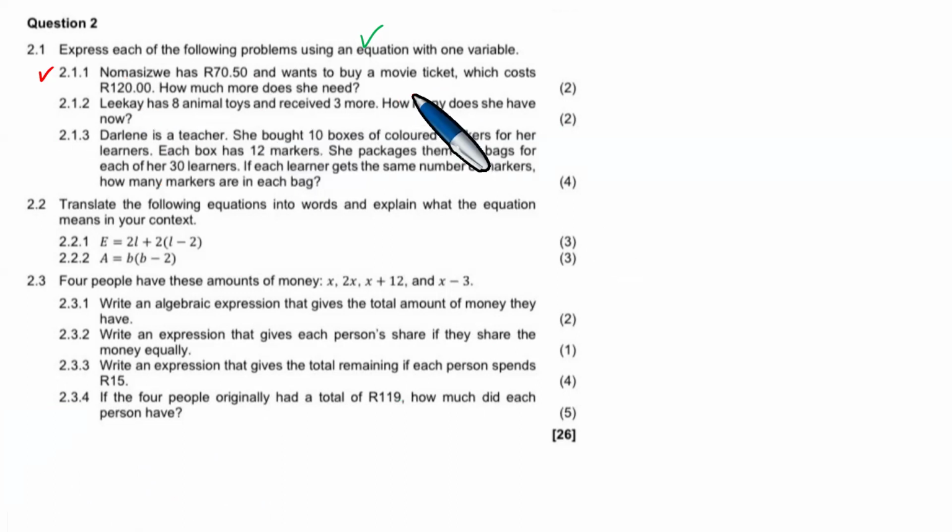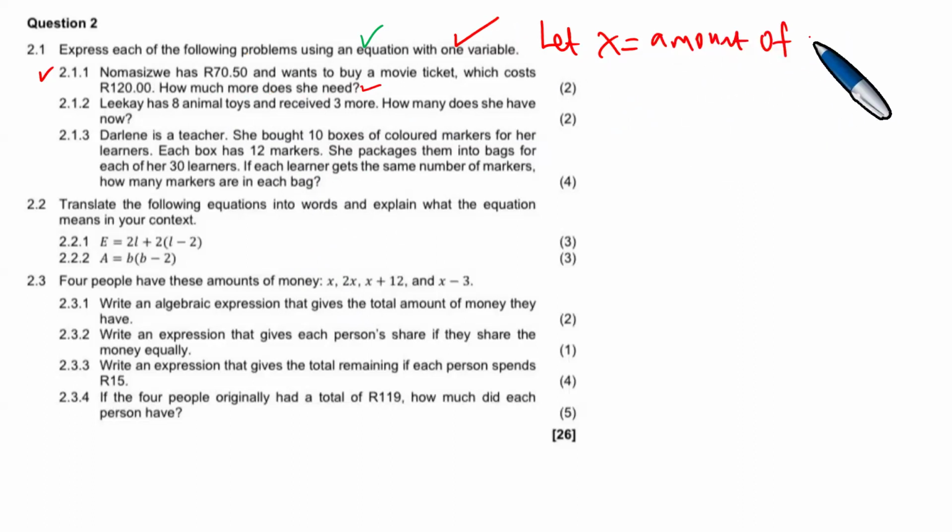Okay, let's continue now. Let's see what Noma Sizwe needs. But now, express each of the following problems using an equation with one variable. So we just need to express each of the following, and obviously, how much more does she need? So we can let X be the amount of money.